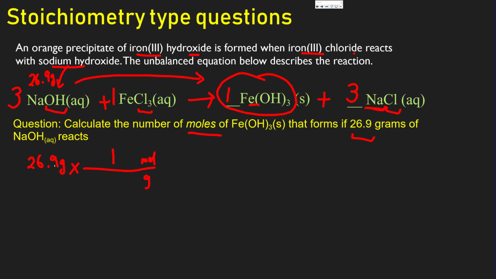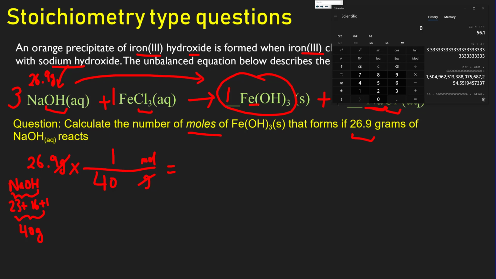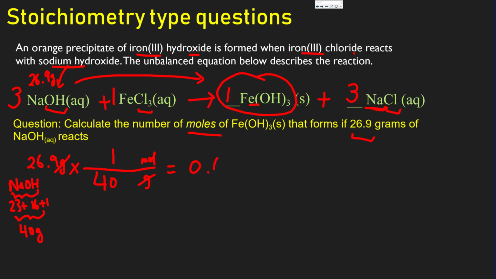So when in doubt, I'm going to convert this into moles. So I have 1 mole, and this is for my sodium hydroxide. I need to find the molar mass of sodium hydroxide, and if you add up all of this, Na is 23, plus 16, plus 1, and sodium hydroxide has a lovely number of 40 grams per mole. So my grams will cancel, and let's punch this into the calculator: 26.9 divided by 40 gives 0.67, let's round it off to 3 decimals, moles of NaOH. So now I have the moles for NaOH.